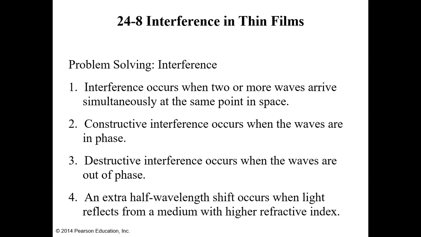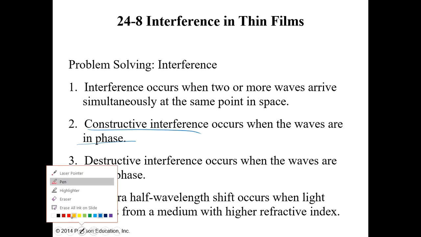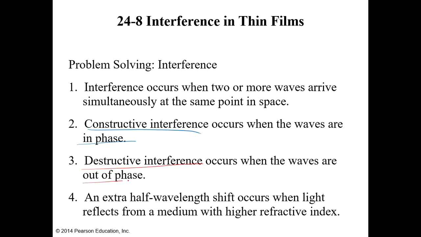So how do you solve problems with interference? Problems dealing with interference in thin films: first, you have to remember that interference occurs when you get two or more waves that arrive simultaneously at the same point in space. And so we're dealing with the reflection from the top of the film and a reflection from the bottom of the film. And remember that you get constructive interference when those two waves are in phase with each other, and you get destructive interference when they are out of phase with each other.